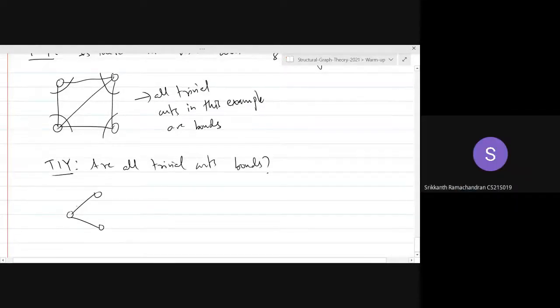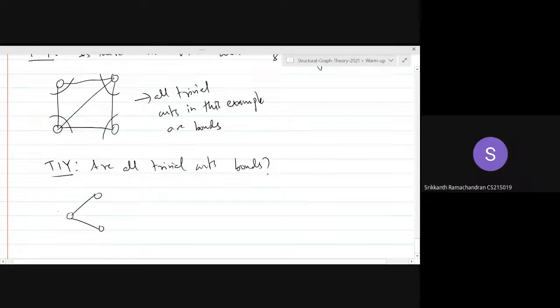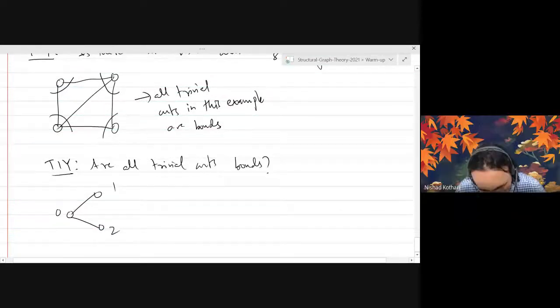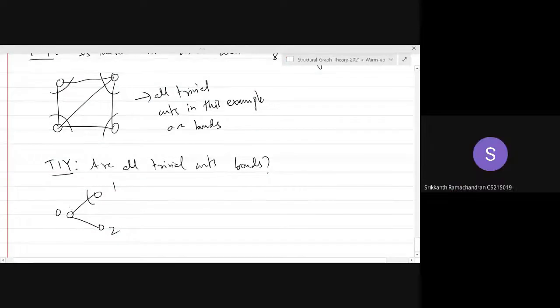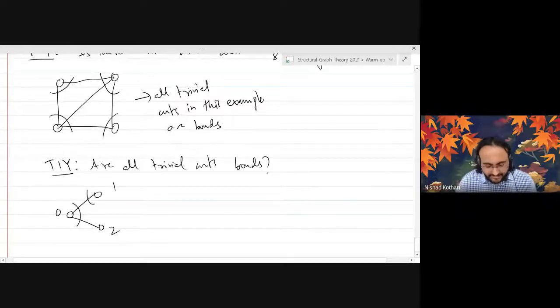Yes. So if you take the top right vertex, you get only one edge, so that is a minimal cut. But if you take only vertex 0, that is not a minimal cut because it contains the cut at vertex 1. Exactly. You're right. So the answer is no.